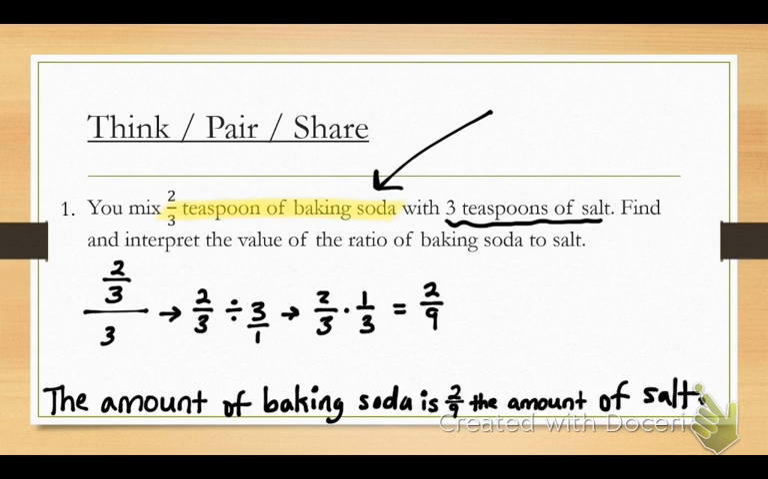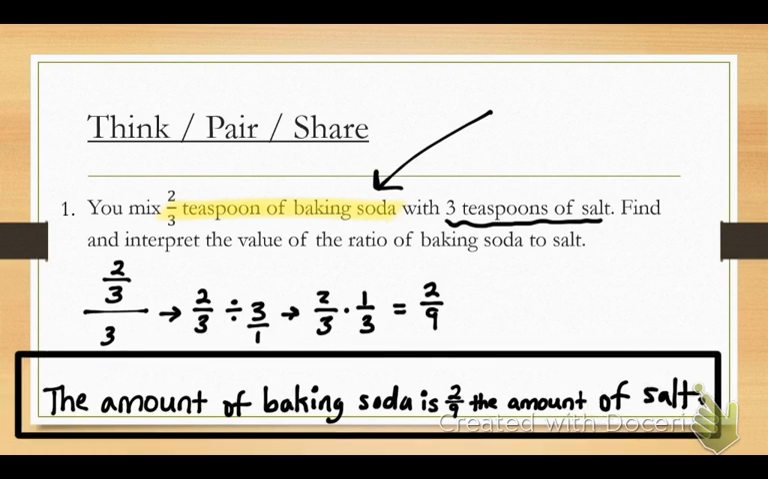Okay, so once again, the way that you understand this, the amount of baking soda, which was first in the original problem, is 2 ninths the amount of salt. Salt is the second thing we talked about in the original problem. So that helps you know, when you're interpreting it, how to figure out which one goes first. And then the value of your ratio helps us know how we're comparing it.